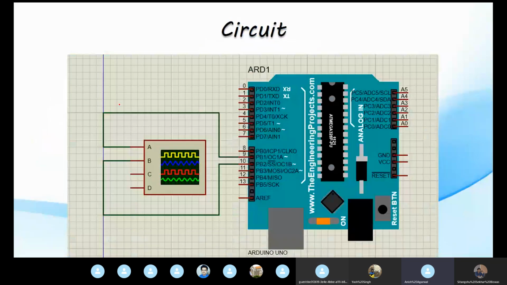Now move to the circuit. The circuit is very simple. We have connected an oscilloscope. This is a digital oscilloscope. Since we are running the simulation on Proteus, you will see direct rectangular waves. But actually, because of some errors, there is some curve, as sir had shown in the previous class. This is the oscilloscope which is connected to the Arduino.